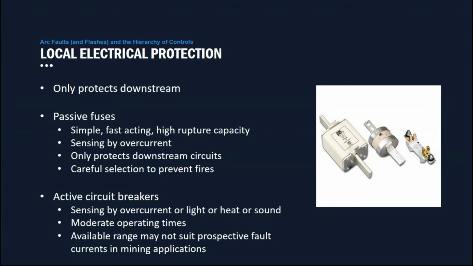Electrical protection. It's a fairly obvious one. Equally obvious is that it only protects downstream. So if we build ourselves an enclosure, we put some fuses in the front end where the incoming supply comes from, then everything downstream of those fuses will arguably be protected, but there is still a risk of an arcing fault at the front end of those fuses. So we can have some passive fuses. These are simple, fast-acting HRCs. They generally sense the overcurrent.